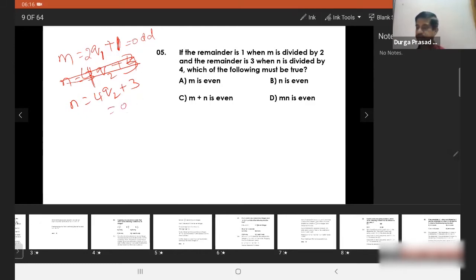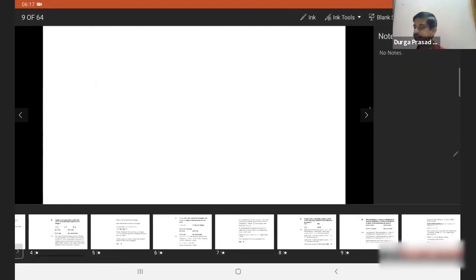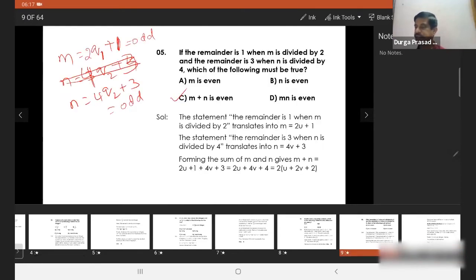So now, M is even, he says. That is wrong. N is even. No, we just saw it is odd. M plus N is even. Yes. Odd plus odd is even. So this is 100% true. MN is even. No. Odd times odd is odd. So therefore, the answer is C. Answer is C. Please note it quick.